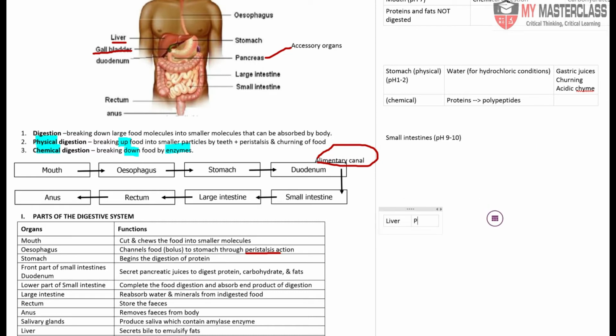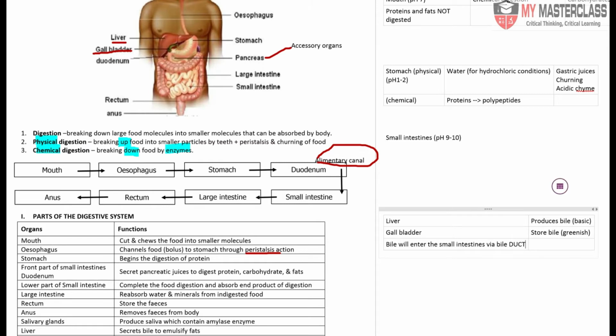The liver produces this thing called bile. Bile is extremely basic, which means the pH is extremely high. Once the bile is produced, it is stored in the gallbladder. The purpose of the gallbladder is to store the bile produced by the liver, and this bile actually has a greenish color to it. Once it is ready, the bile will enter the small intestines via the bile duct. In biology, anything to do with a duct means it is entering somewhere.